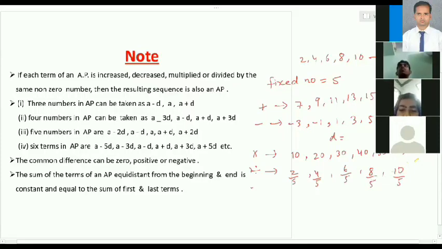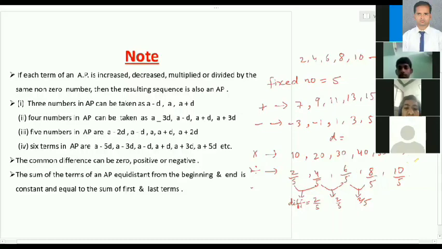Is this an AP? How to check? You have to find the difference between two consecutive terms. What will be the difference? Difference will be 2 by 5. Here also the difference is 2 by 5. Here also the difference is 2 by 5. Okay, it means it is an AP.